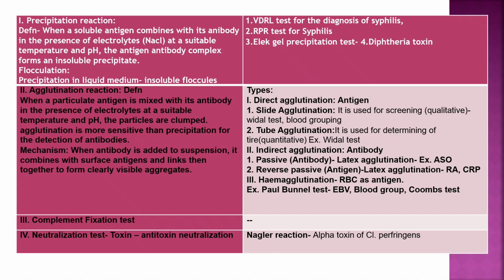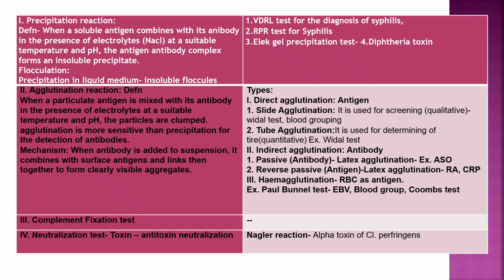Second, agglutination reaction: when particulate antigen is mixed with its antibody in presence of electrolytes at a suitable temperature and pH, the particles are clumped. Agglutination is more sensitive than precipitation for detection of antibodies. Mechanism: when antibody is added to suspension, it combines with surface antigens and links them together to form clearly visible aggregates. Types: direct agglutination, so it is antigen detection, and it can be done by slide and tube method. A slide example is the Widal test, and a tube example is the Widal test for determining the titer.